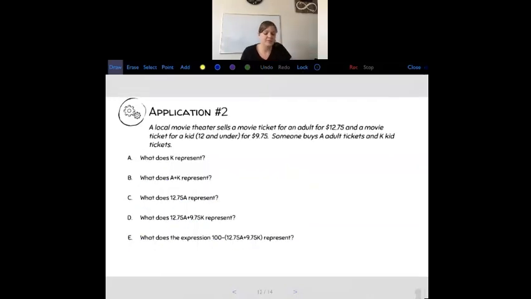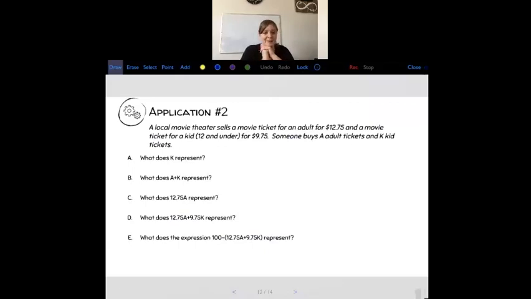Application number 2. So a movie theater sells a movie ticket for an adult for $12.75 and a movie ticket for a kid, 12 and under, for $9.75. Someone buys A adult tickets and K kid tickets. Okay, so we're going to talk about what all of these represent. I'm going to talk about them in a couple of different ways, because the most important thing is that you understand what the letters or the expressions are talking about. And I'll write some of these down for just certain ones.